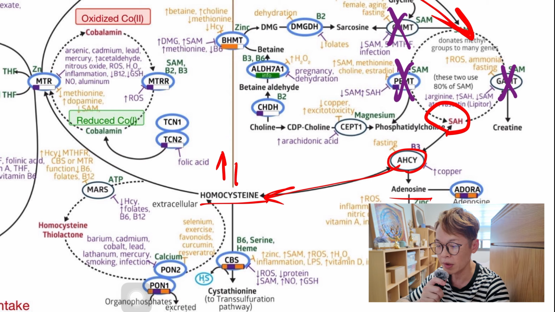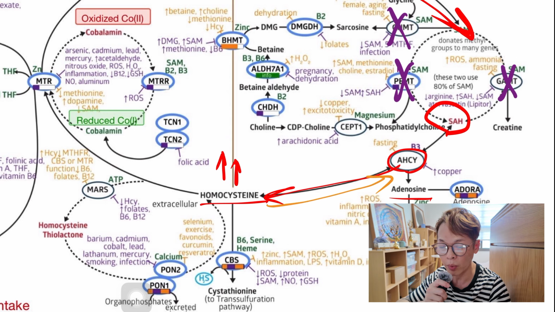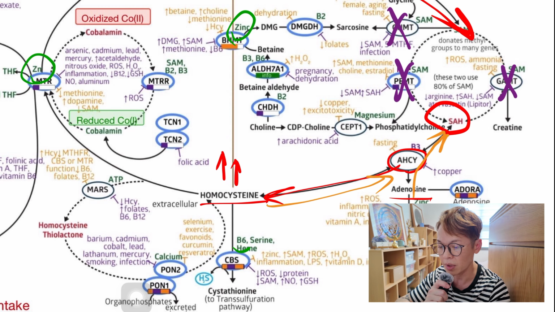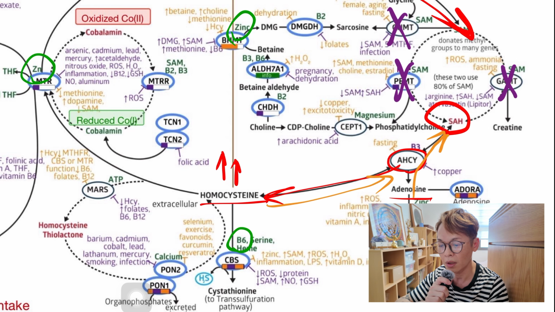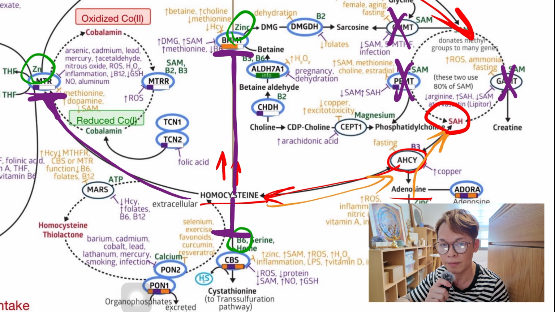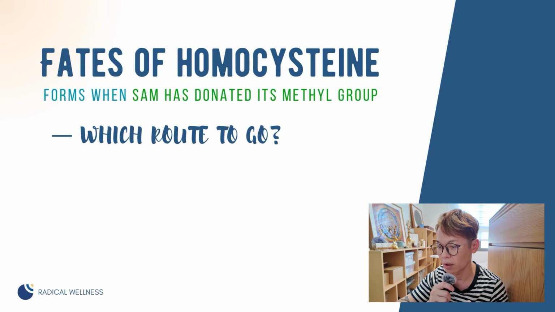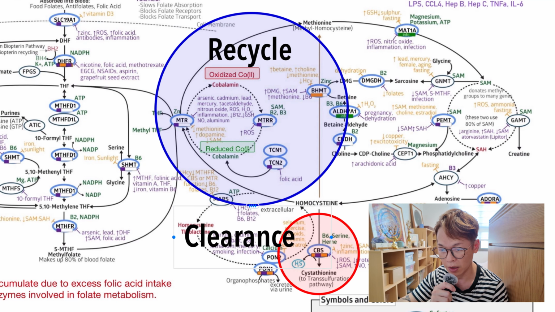And if you see the arrows here, when there's high homocysteine, it can actually combine with adenosine back to SAH again. Do also note that insufficiency of these cofactors like zinc and B6 over here can also raise homocysteine and cause this jamming of this junction. So let's go over the fate of homocysteine. Basically, homocysteine has two main fates. It can either be recycled or eliminated.